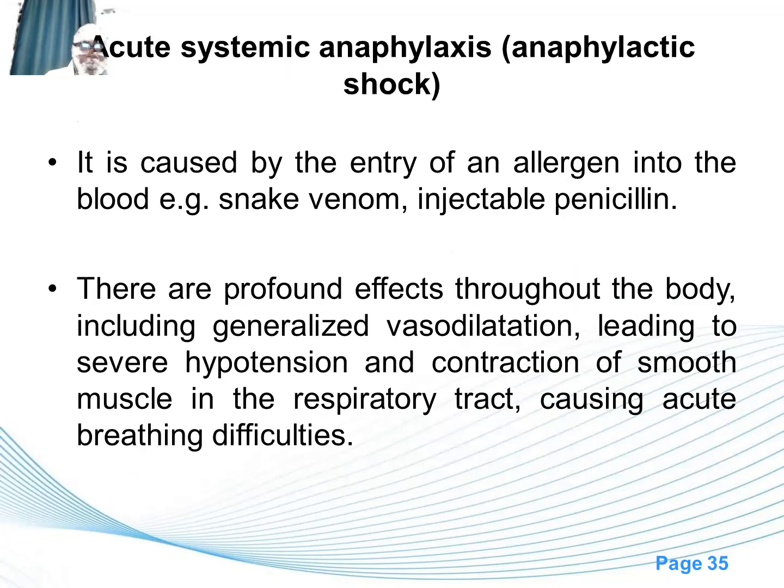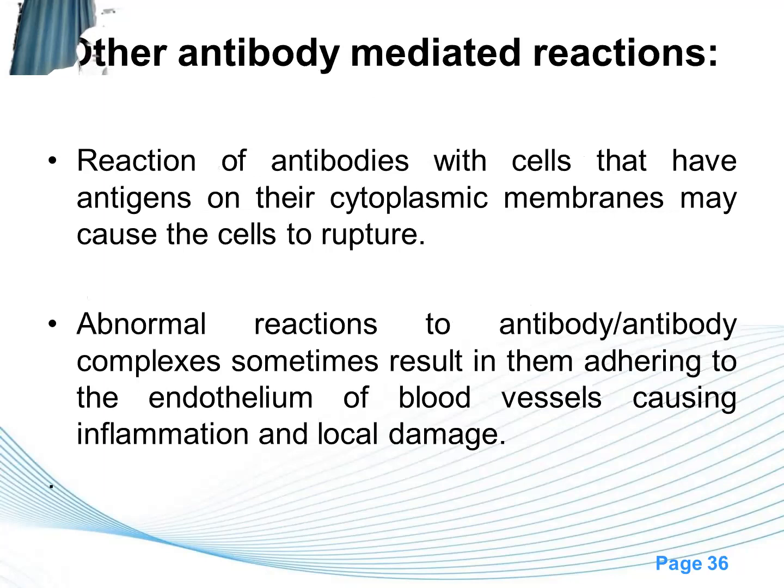So acute systemic anaphylaxis, or shock, is caused by entry of an antigen into the blood, for example snake venom and injections like penicillin. These have profound effects throughout the body, including vasodilatation, leading to severe hypotension, and contraction of smooth muscles in the respiratory system, which causes difficulty in breathing, and it is life-threatening.